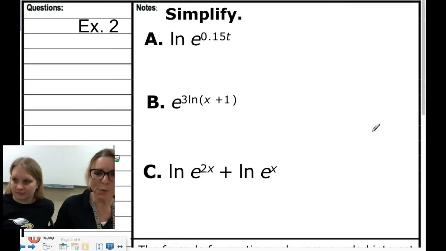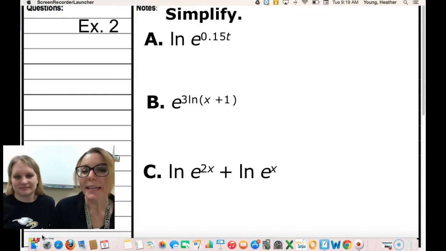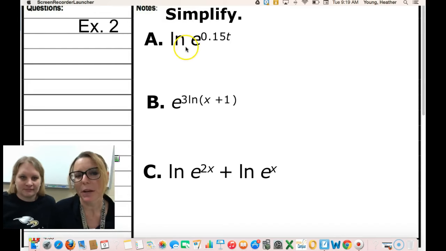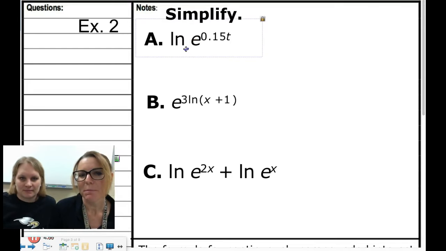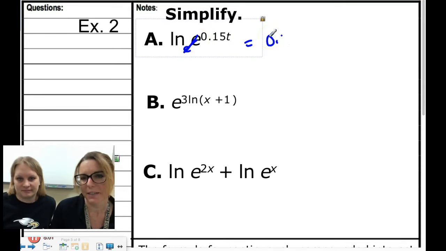Example 2, should we then go through those? Yeah, why not? All right, one second. Okay. So now on this one, again, if you want to write the base, even though you remember you don't have to, whenever it's natural log, it's an e, because the two e's are the same. The answer is just 0.15t.